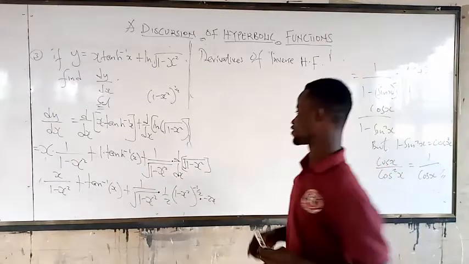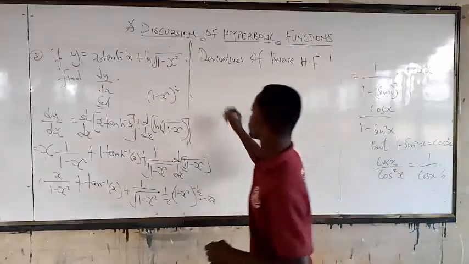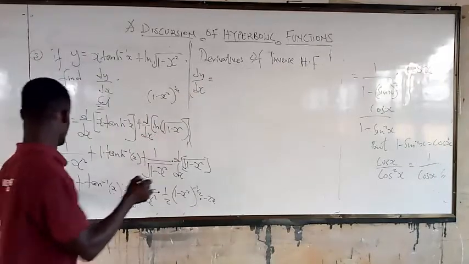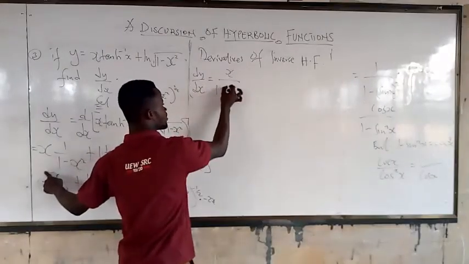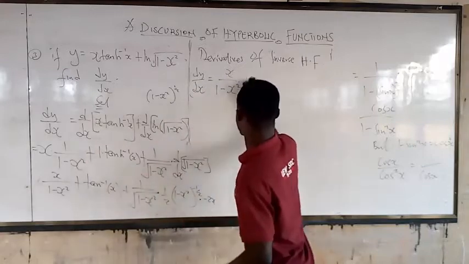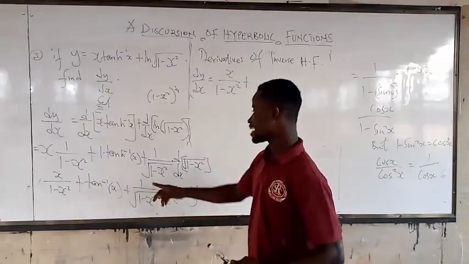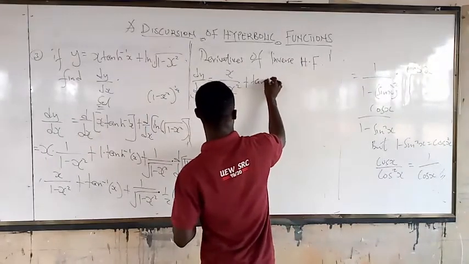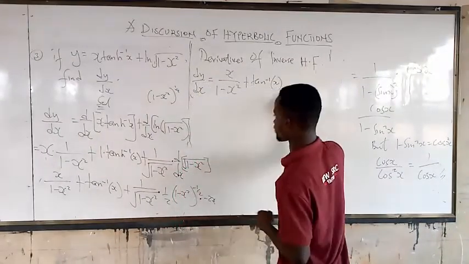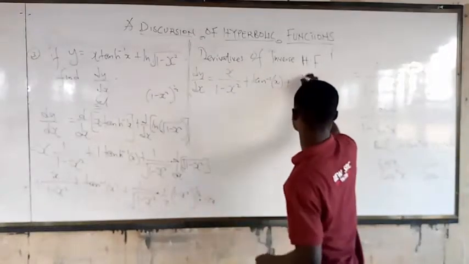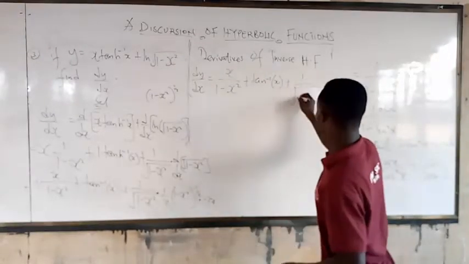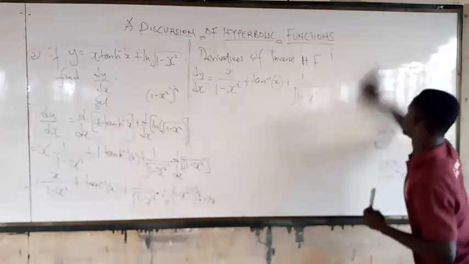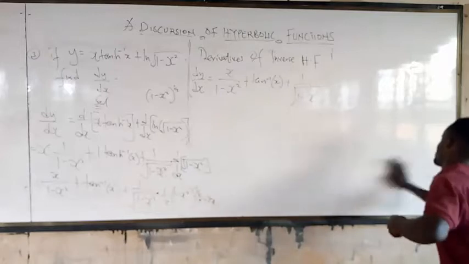You have to be good in your calculus, okay? So dy/ds is going to be equal to s over 1 minus s squared, plus the tangent inverse. I'll come back to it later. So tangent inverse of s, plus here we get 1 over square root of 1 minus s squared. This may be our last example.